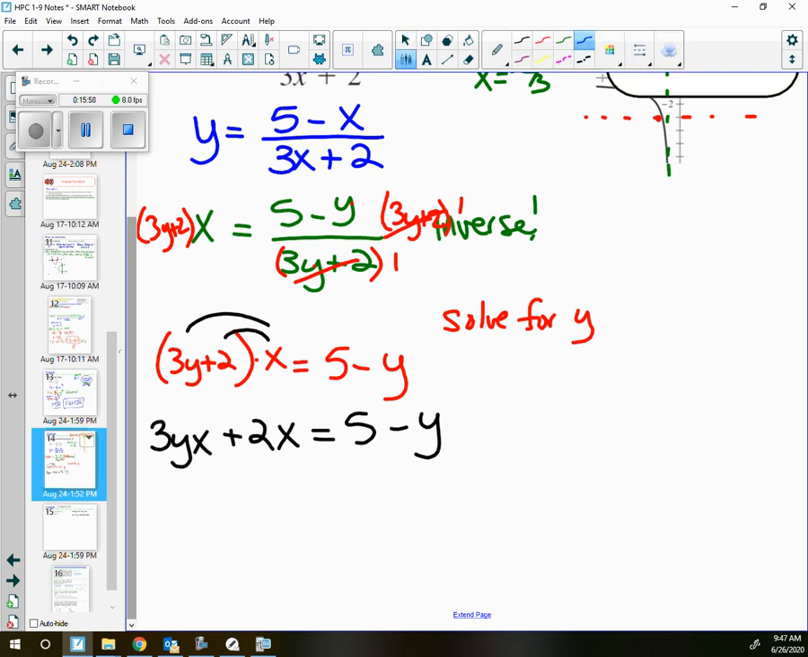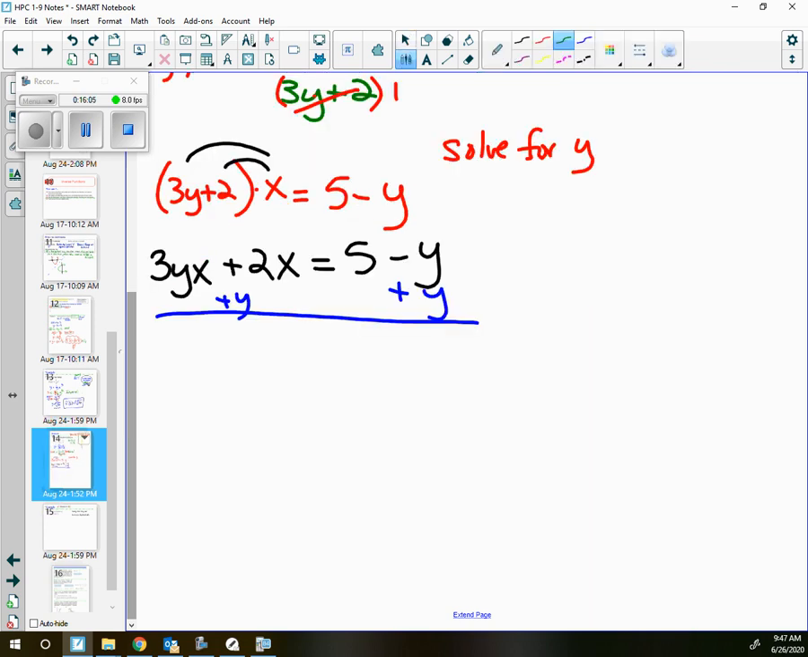So I'm going to add the y to both sides. And I'm going to get everything that doesn't have a y to the left-hand side. So I'm going to subtract a 2x on each side. I'm just going to do both at once so I can take care of both of those things. So I have a 3yx plus the y that I'm going to add to that side. And then on the other side, I'm going to have a 5 minus 2x. Awesome.